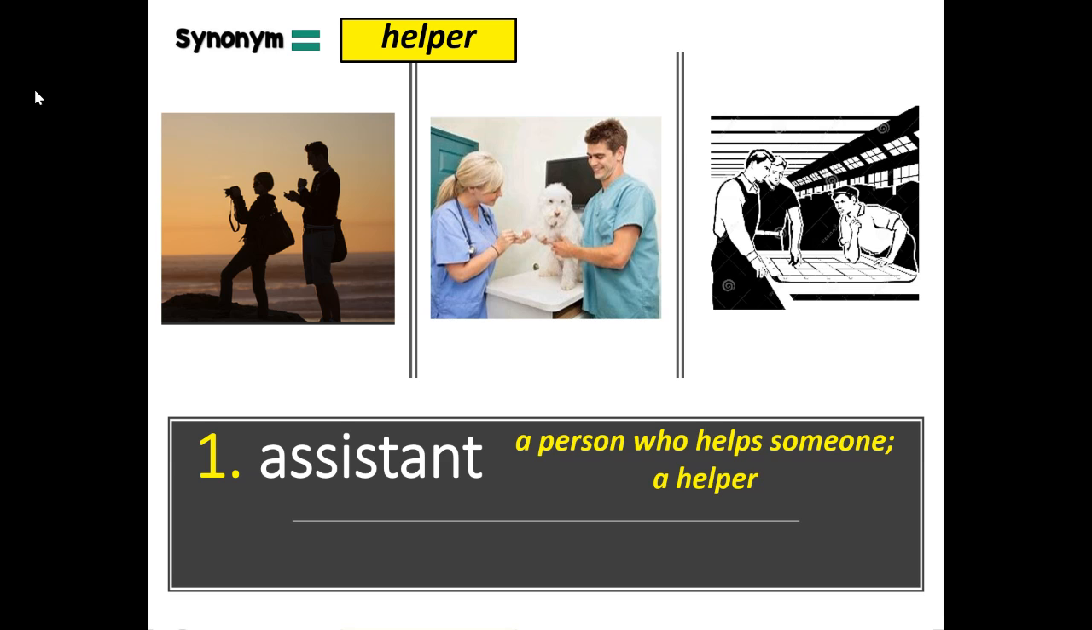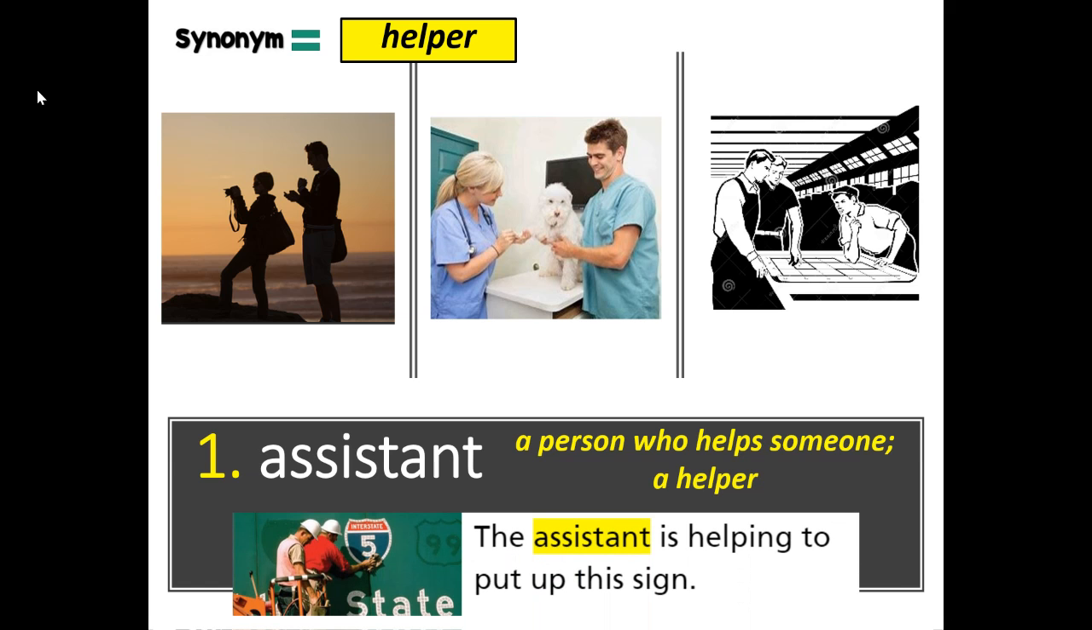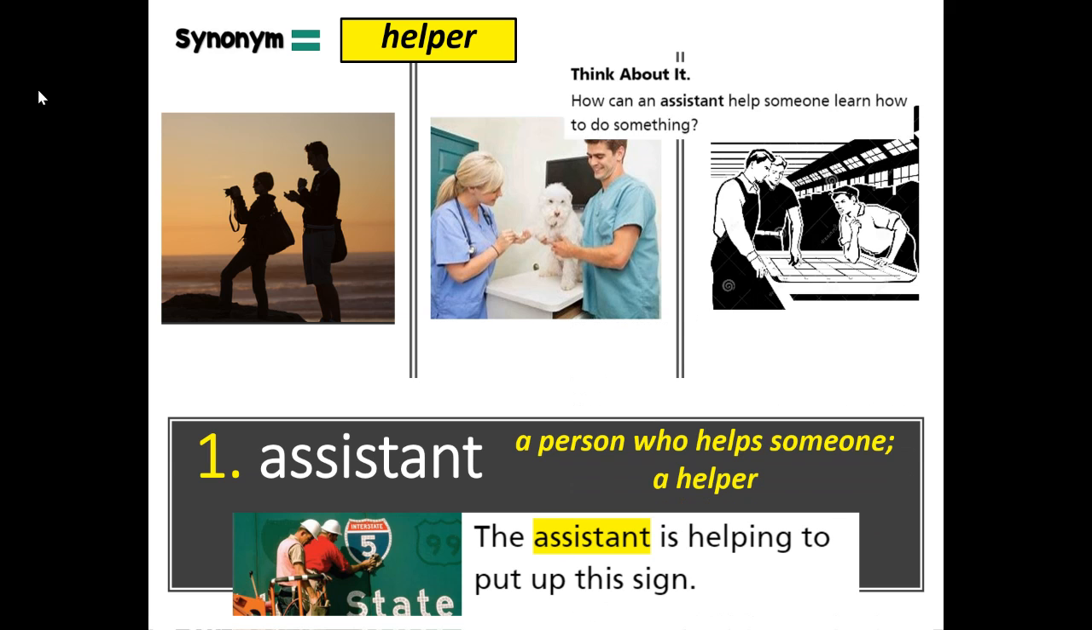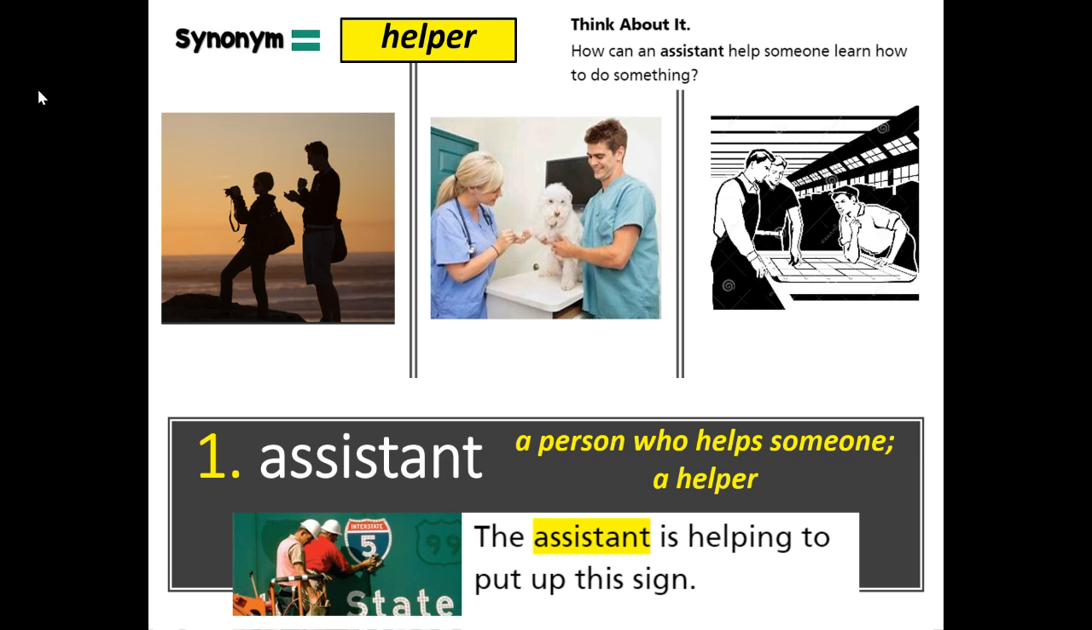So in the first column, write number one, assistant. A synonym is helper. So write that in the second column. An assistant is a helper. The assistant is helping to put up this sign. Or you could say the helper is helping to put up this sign. Think about it. How can an assistant help someone learn how to do something? Or you could say, how can a helper help someone learn how to do something?